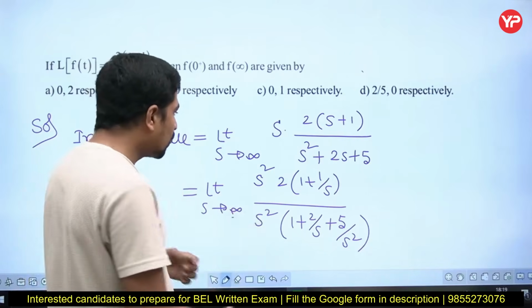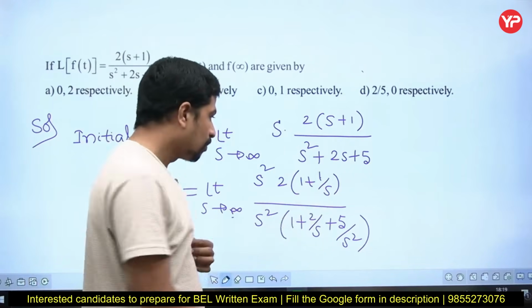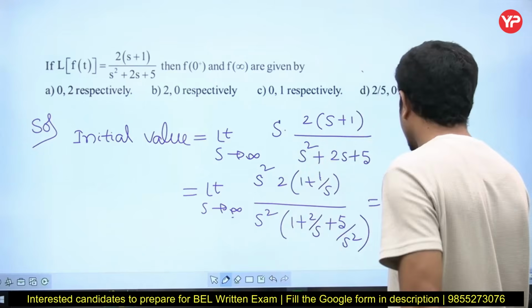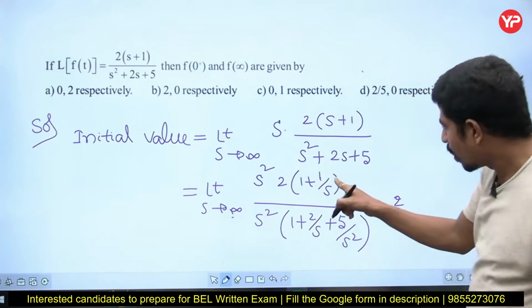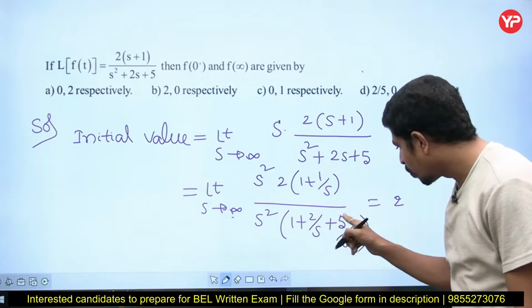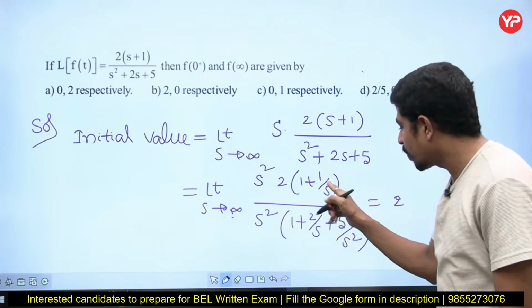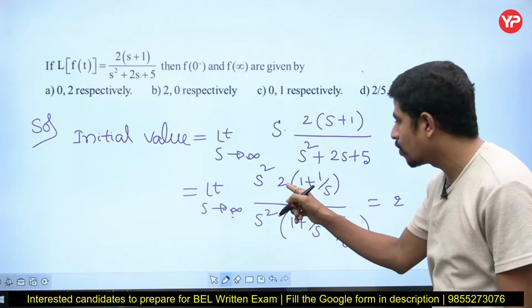If you put s tends to infinity, something by infinity is 0, so you are going to get 2 as the answer. 1 by infinity is 0, 2 by infinity is 0, 5 by infinity square is 0, so 1 plus 0 by 1 plus 0 is 1, the s square is gone, and you are left with 2.